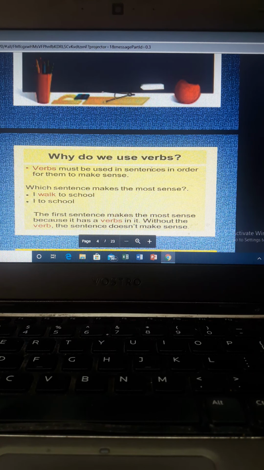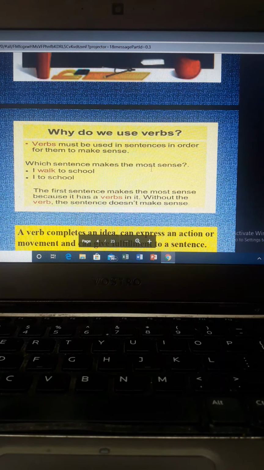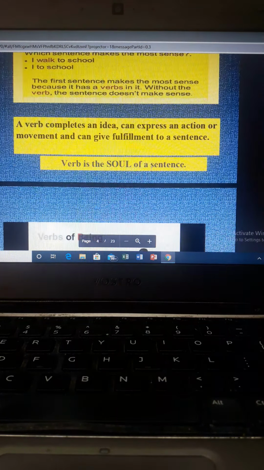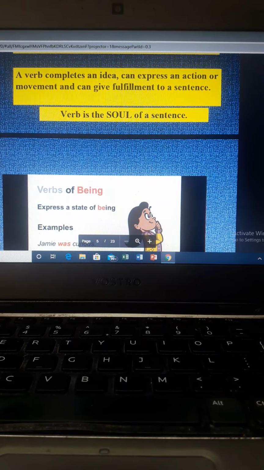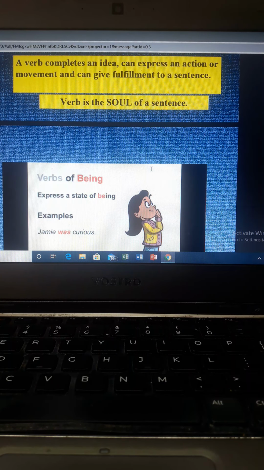Now, in the first sentence, we realize that the sentence makes sense. But if the verb is missing, as in I to school, there's no verb in this sentence, then we can say that the sentence doesn't make any sense. Right? Now, a verb may tell us what a person or a thing does, what is done to a person, and what a person or a thing is. That means a verb also expresses a state of being, the condition.